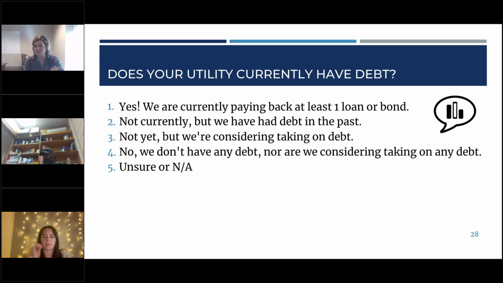Okay, hopefully y'all can see the results here. So actually quite a few folks are currently paying back at least one loan or bond. We've got someone who's considering taking on debt, and then a couple folks who either weren't sure or the question wasn't applicable to them. So it seems like based on the folks that are in the room, y'all are probably pretty familiar with debt service payments, with the responsibility of being able to generate revenues that are sufficient to pay back that debt service.